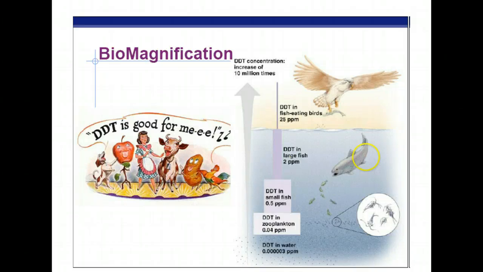If the small fish get 10 doses in them, and a bigger fish eats 10 small fish, 10 times 10 is 100 doses stored in the tissues of the large fish. And then if you have an eagle eating 10 fish that each have 100 doses in them, now we have 1,000 doses in the top predators. It's the top predators that are the most affected by biomagnification. In the case of eagles, their eggs become brittle and they break when they try to hatch them.